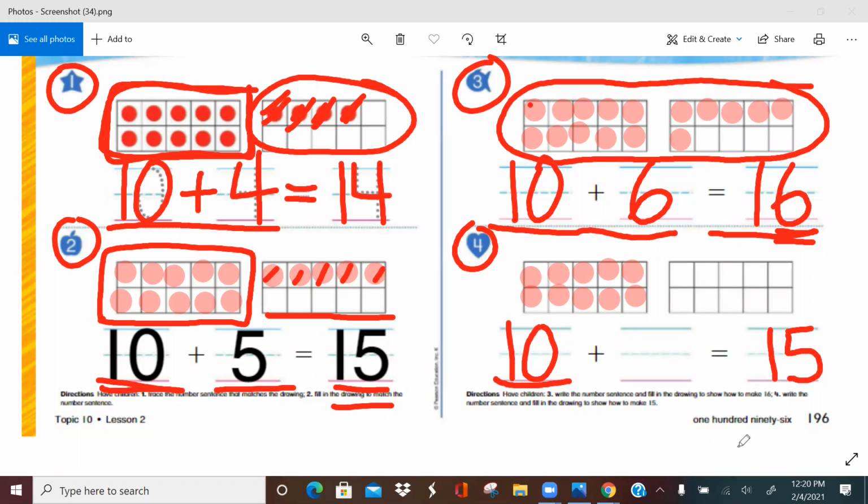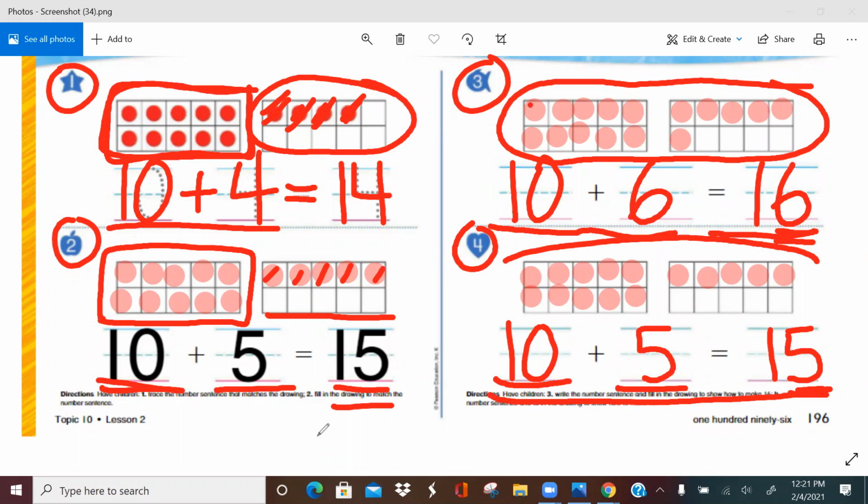Okay, now in our second 10 frame, what do we write? Remember, we want 15. So how many more do we need? We already have 10. So how many more do we need? 5. 1, 2, 3, 4, 5. We have to count that, right? So what are we going to write here? 5. So 10 plus 5 is 15. This is what 15 looks like in our 10 frames.